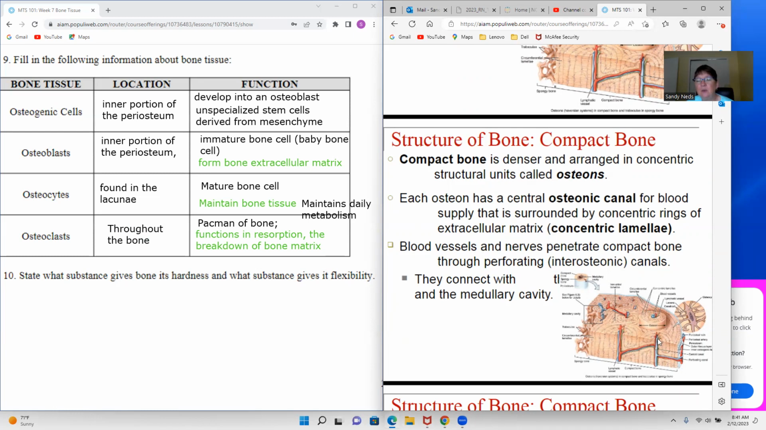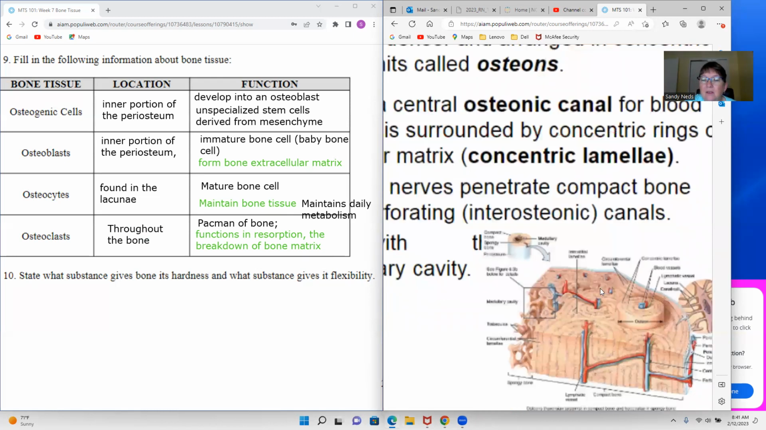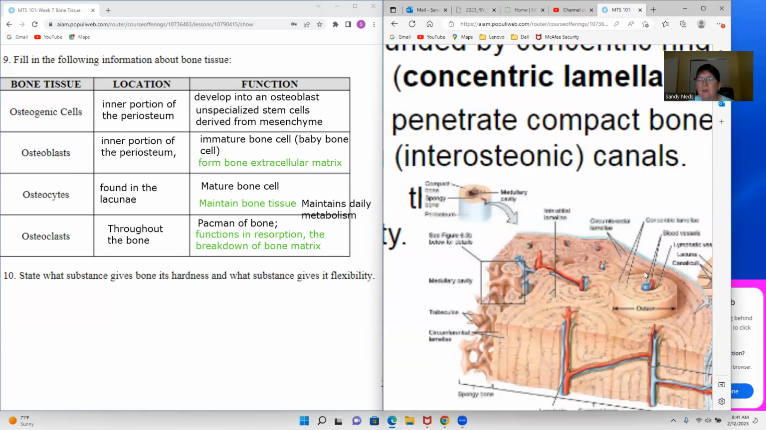And that central portion is surrounded by concentric rings. And each of these concentric rings is called a lamella. So right here, concentric lamellae, which is just a ring. All the rings together is an osteon, but each individual ring is called a concentric lamella.